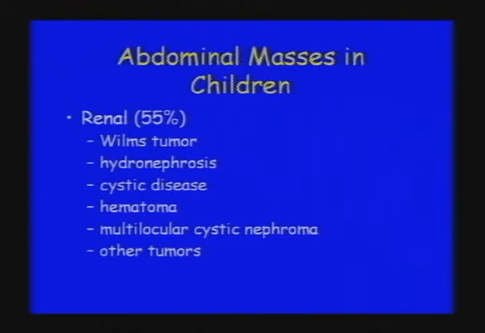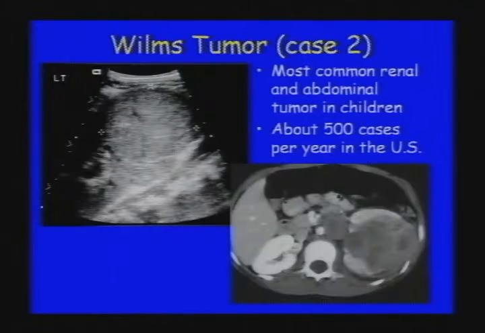Now, if we move out of the neonatal period to children, again, renal masses inside Gerota's fascia predominate as the cause of abdominal masses in kids. But now we move the malignancies up on our list. Wilms tumor becomes the most common. Renal mass and hydronephrosis falls down to second. Again, cystic disease, other benign tumors are also on the differential list.